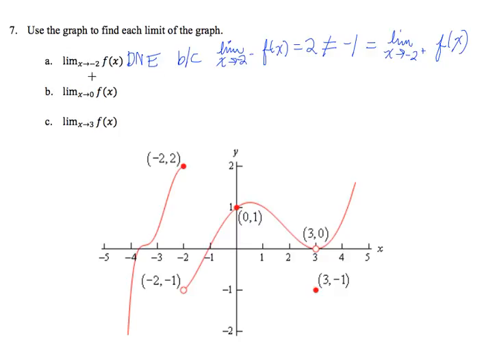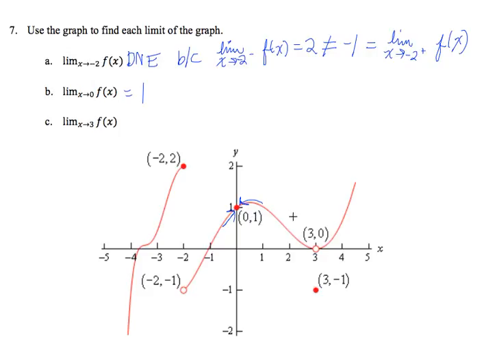Part B, find the limit as x approaches 0. Well, here's 0 right here. Whether you approach from the left or from the right, your y values approach 1 either way. So that limit is 1. And you could explain that basically writing what I just said, or however you want to explain that.